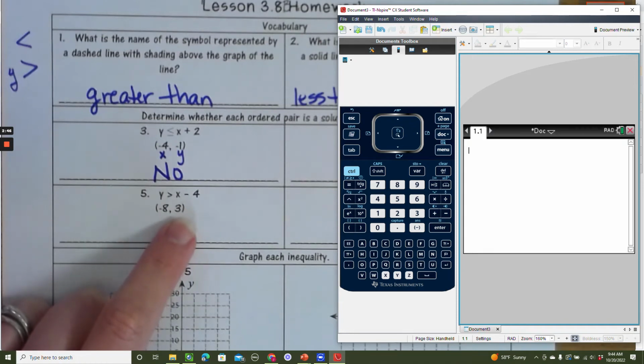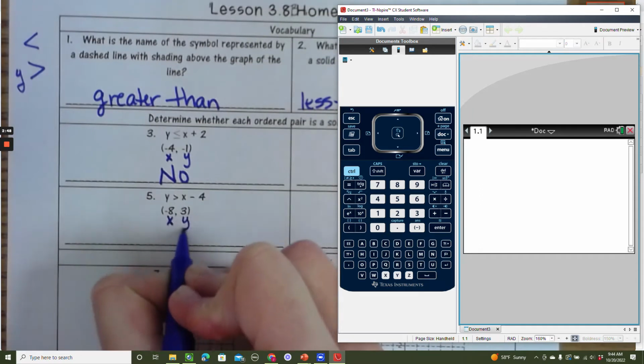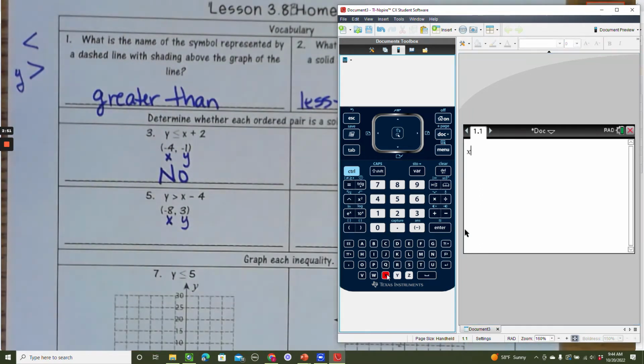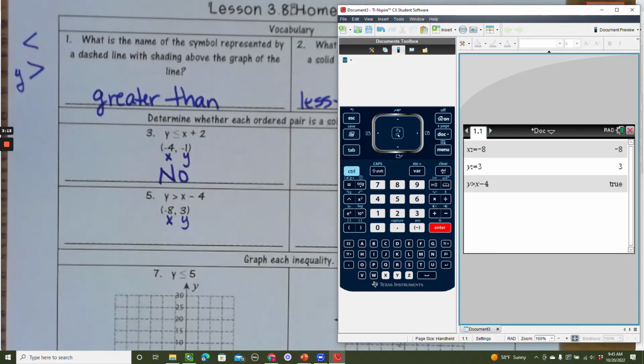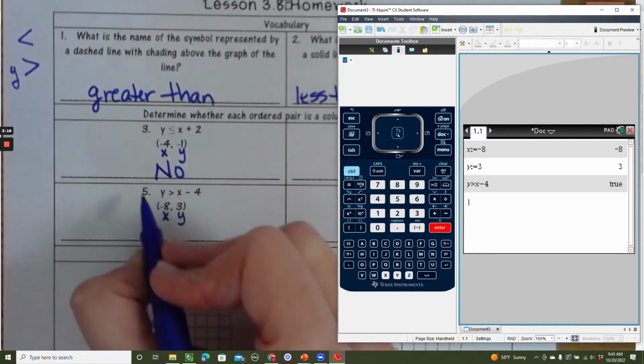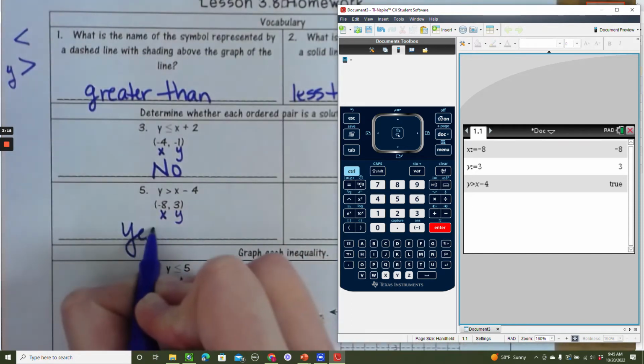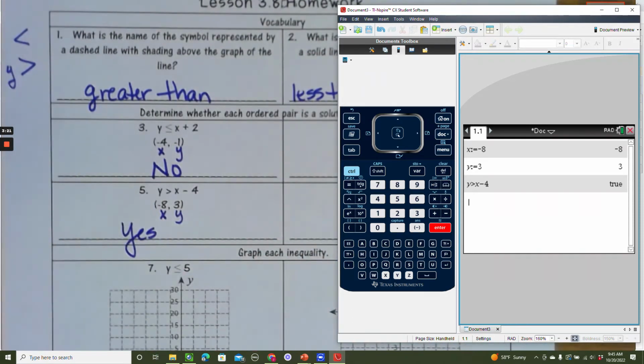Okay? So again, X and Y. So X, control, the key next to the 9, -8. And then Y, control, same thing, key next to that, 3. Y, control equals, brings up the inequality signs, X minus 4. This time it says true. So that means that this point is a solution. It would fall in the shaded area if you graph that equation.